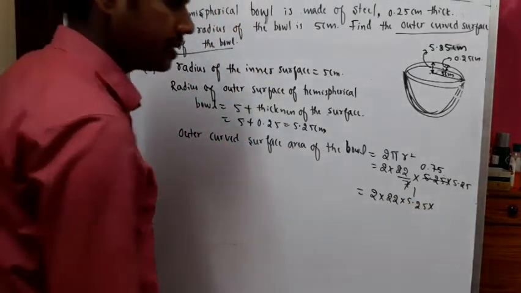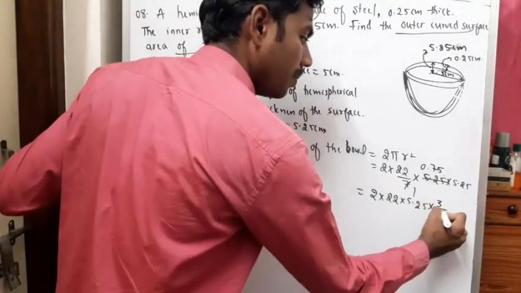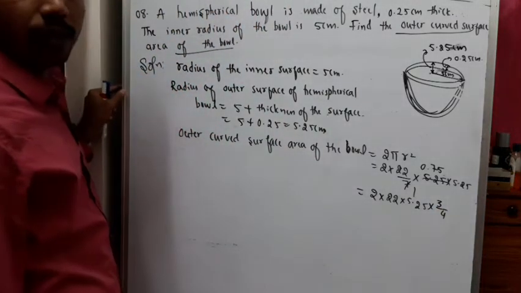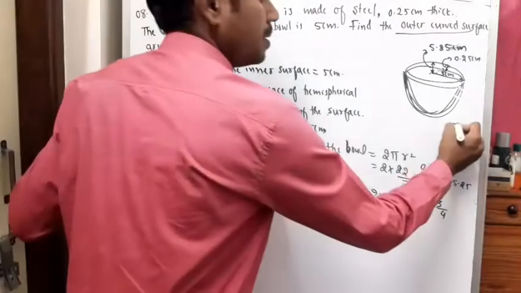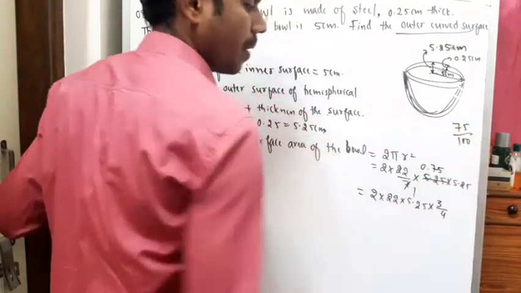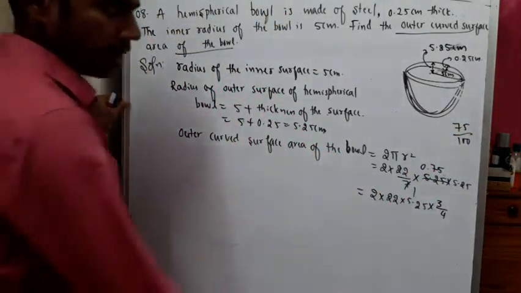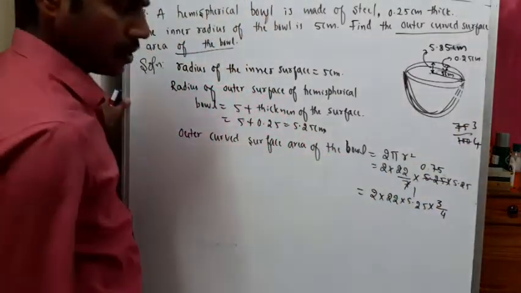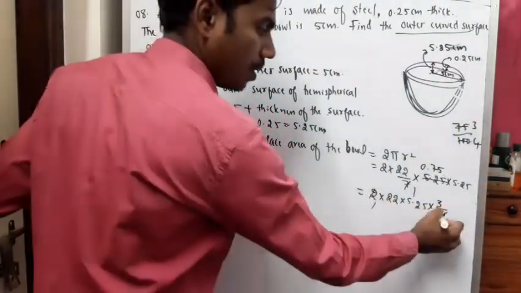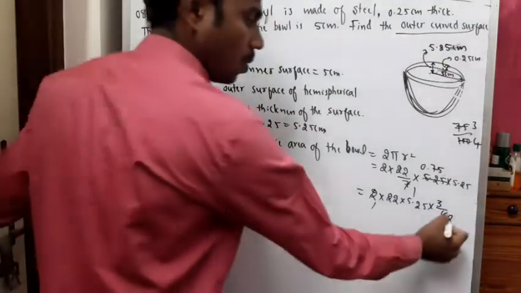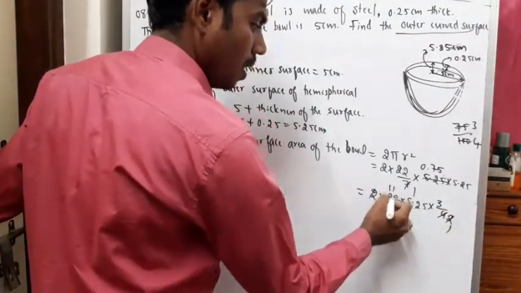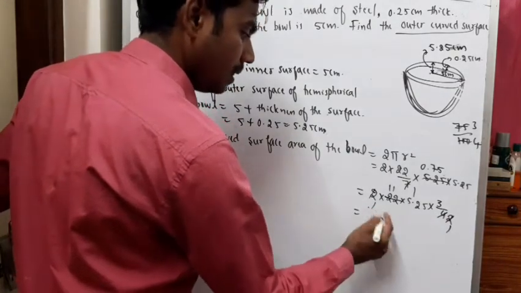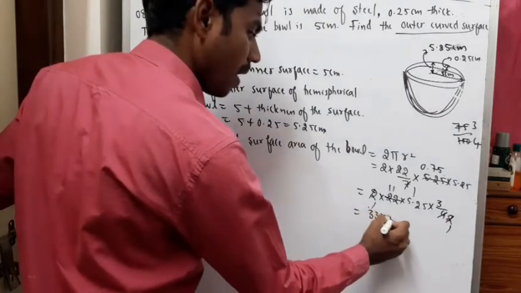0.75 can be written as 3 by 4. How? 75 divided by 100. 25 3 is 25 4. The same thing I have written here. So 2 1s are 2. 2 2s are 4. 2 1s are 2. 2 11s are 22. 11 into 3 is nothing but 33 into 5.25.